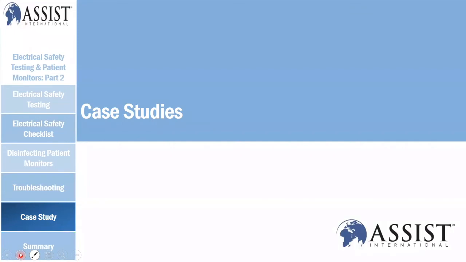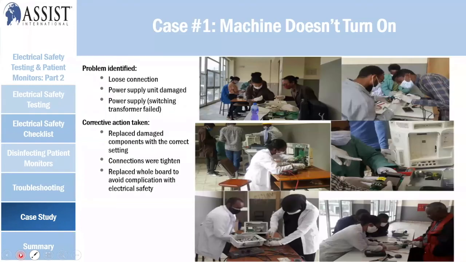Okay, now we're going to talk about case studies that happened in Ethiopia. We have almost 10 cases. Case number 1, machine does not turn on. The problems they found were loose connection, power supply unit damage, and power supply switching transformer failure. These are common things they found during their troubleshooting on the medical device.